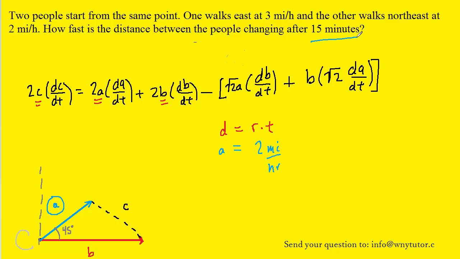Now, they were walking for 15 minutes. 15 minutes, of course, is a quarter of an hour. So we just have to multiply by 0.25 hours. And that gives us half of a mile. So little a would be half of a mile.